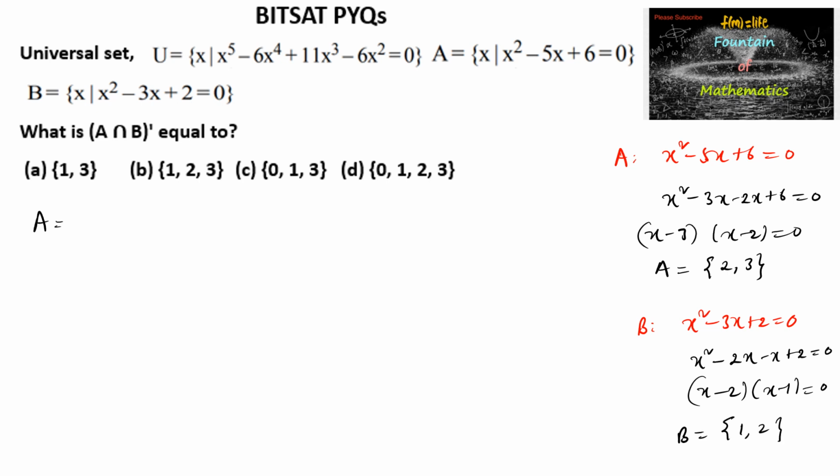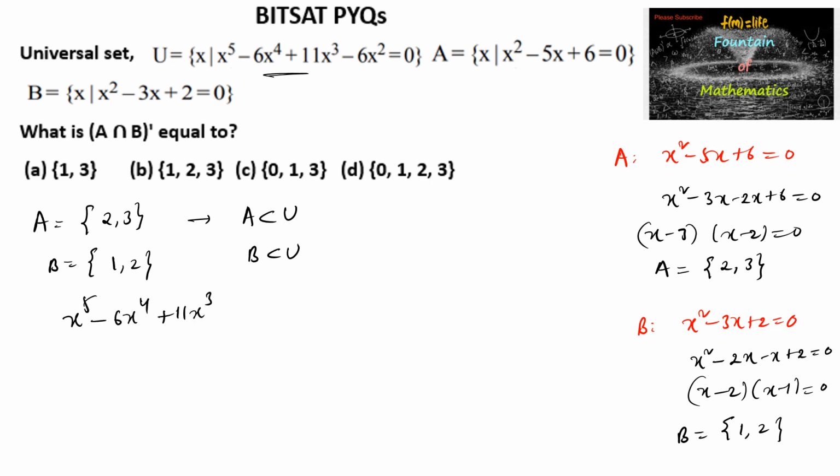So we got A is equal to 2 and 3 and B is equal to 1 and 2, and since U is a universal set, surely we can say that A is a subset of the universal set and B is also a subset of the universal set, and hence we can conclude that 1, 2, 3 must be the solutions of the fifth degree equation x to the power of 5 minus 6x power 4 plus 11x to the power of 3 minus 6x square is equal to 0. Clearly we can say that x square is a factor.